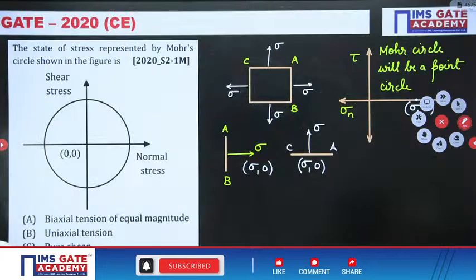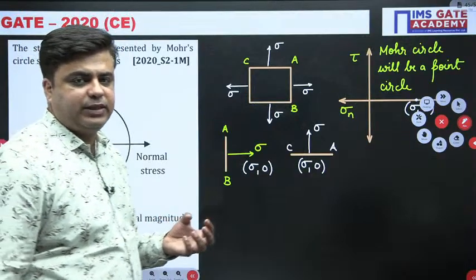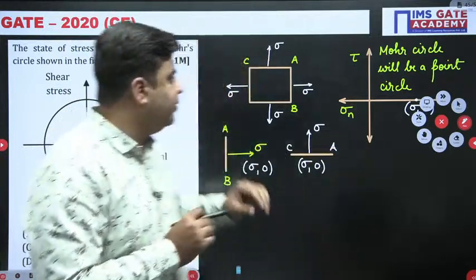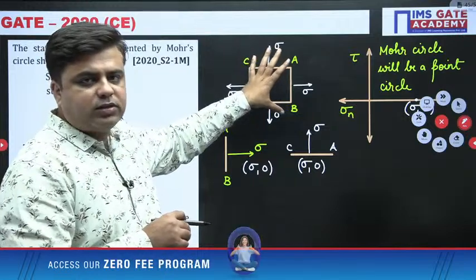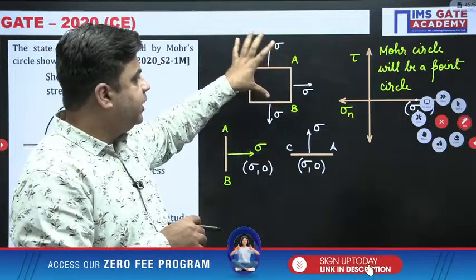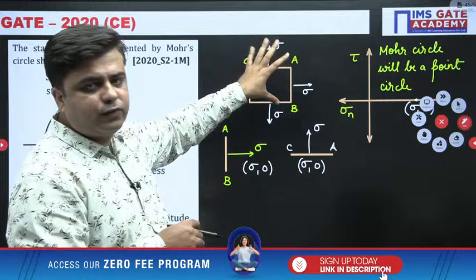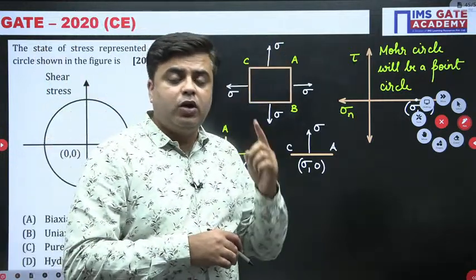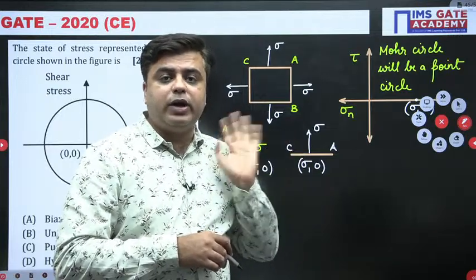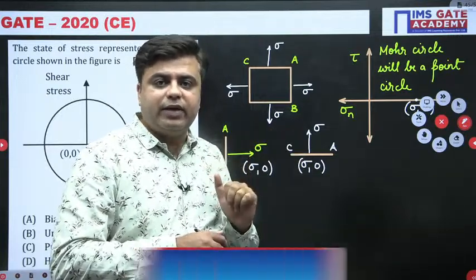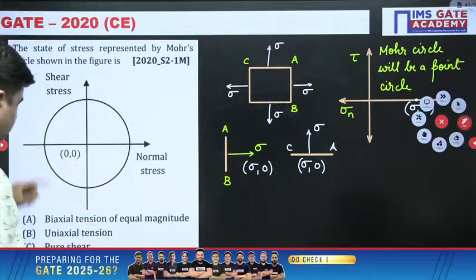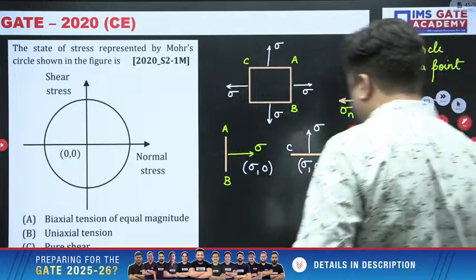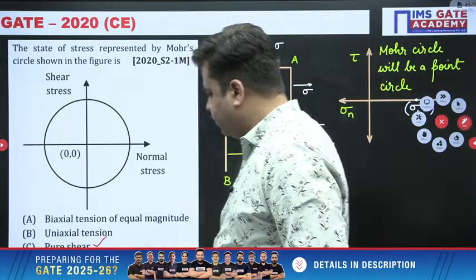Third one is the hydrostatic stress. Hydrostatic stress means, again, compressive normal stresses are acting. Here we have applied tensile normal stresses. Hydrostatic stresses means equal compressive normal stresses are acting in all the directions. And for hydrostatic also, you will get Mohr circle, which is a point circle, but it will be in the negative direction. Okay. So for this question, your option C is the correct answer. So this Mohr circle which is shown here is for the state of pure shear.